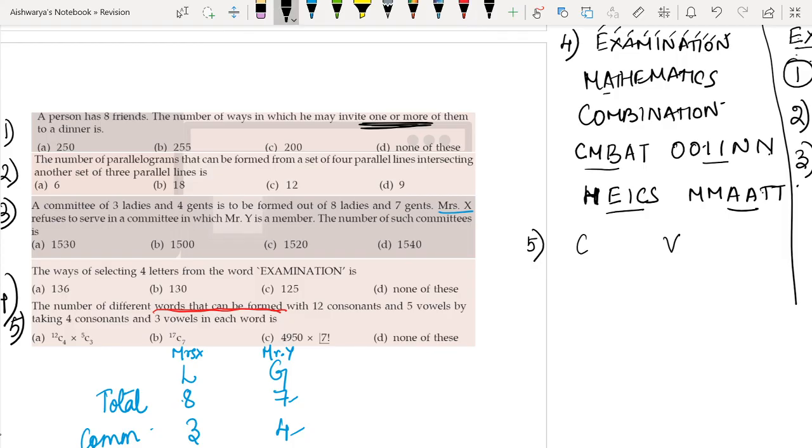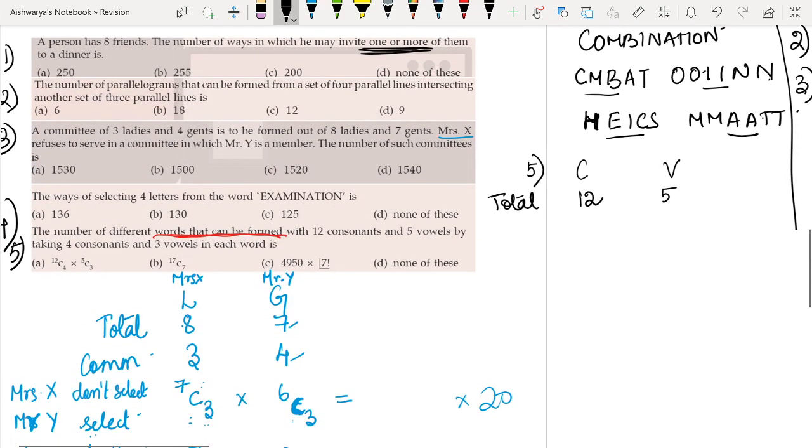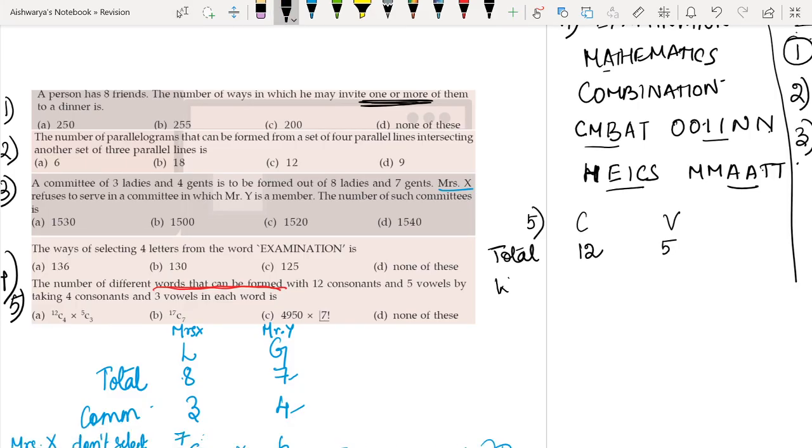Okay. So how many consonants I have? I have 12 consonants, I have 5 vowels, just like my committee question. Same table format I will put here. And how many consonants do I need for a word? I need 4 consonants and I need 3 vowels.